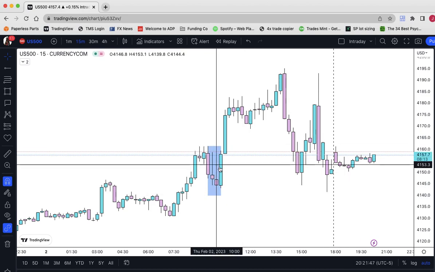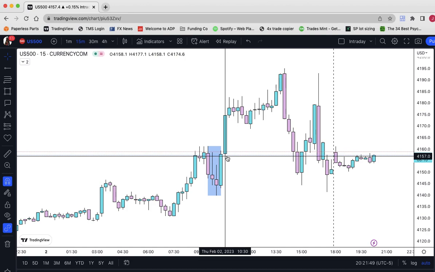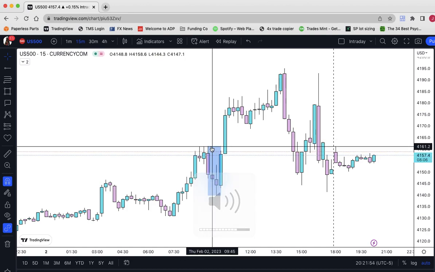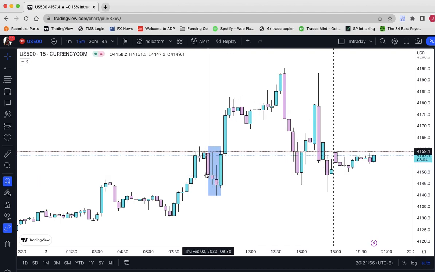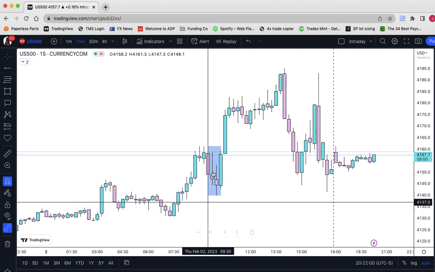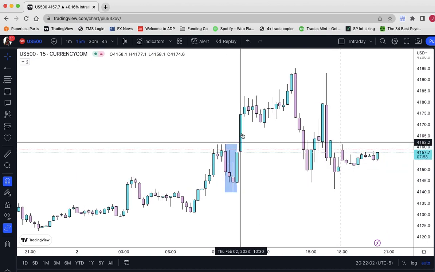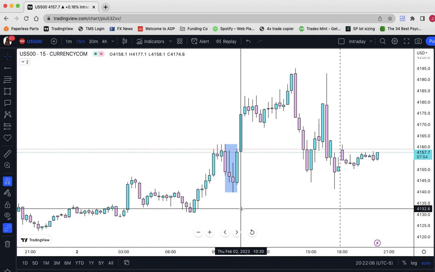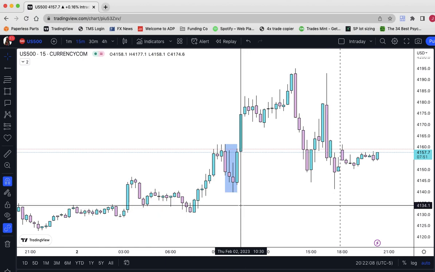I have this little box here, which I'll explain in a bit. It's what I like to call the AM session or the morning session range. So if price closes above this, it's a bullish signal. If it closes below it, it's a bearish signal, unless we hit some kind of key level that reverses price.